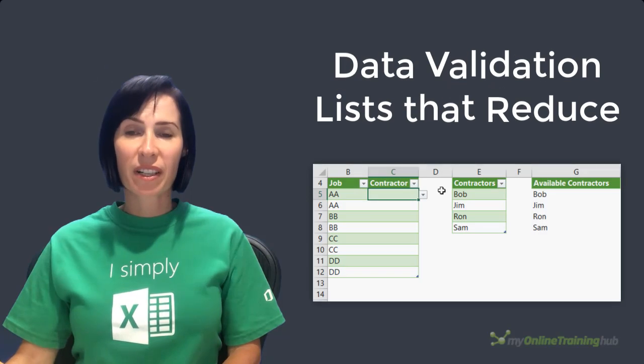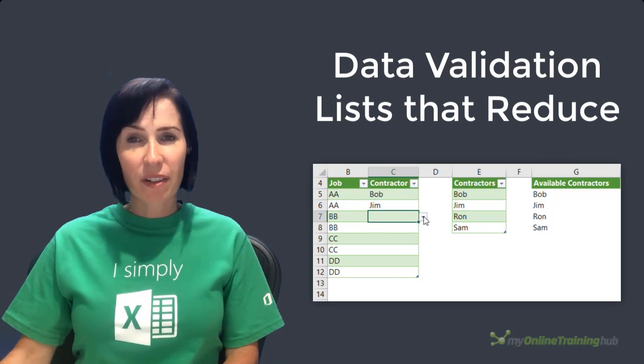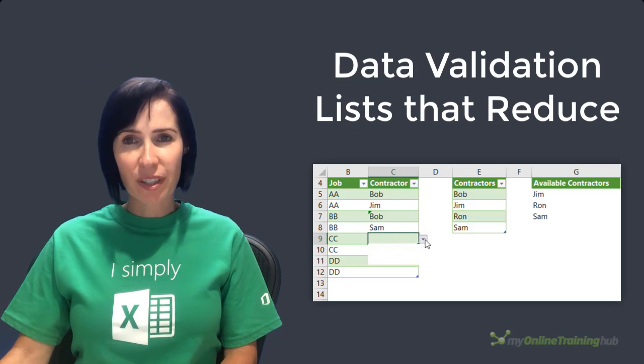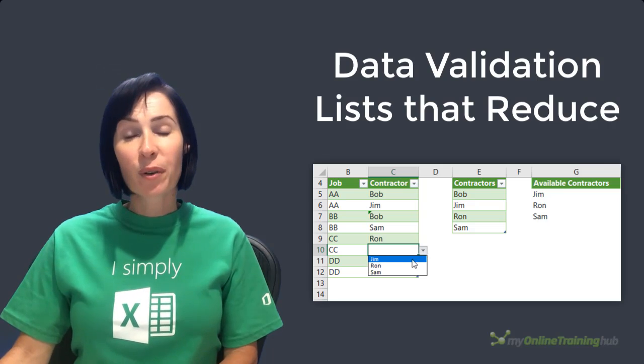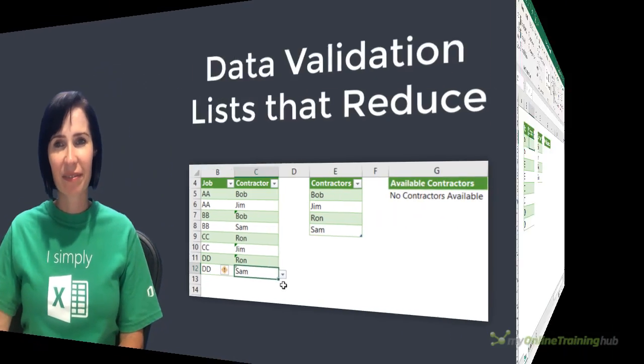In this video, we're going to look at how we can build a data validation list where the number of items available to select from reduces as the user assigns them to cells. It requires the use of the new dynamic array formulas, so let's take a look.